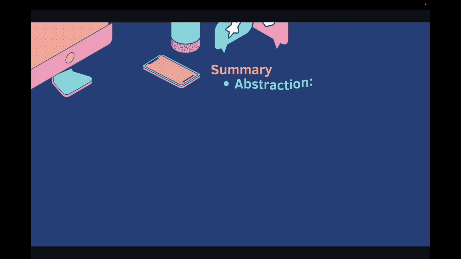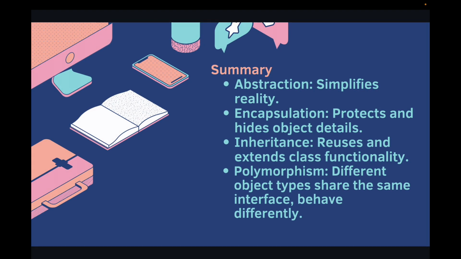So there you have it. We have covered the 4 core principles of object-oriented programming: abstraction, encapsulation, inheritance, and polymorphism. These concepts are foundational to OOP and are essential for writing effective and scalable code in C#. Understanding these principles will help you structure your programs better and make them easier to manage, maintain and expand over time.